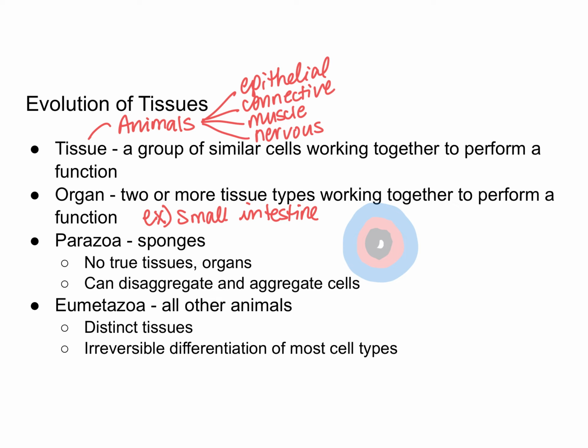But all other animals are classified as eumetazoa, which means that they do have distinct tissues. And this differentiation is irreversible, meaning that once a cell has differentiated into, let's say, an epithelial cell, it cannot be reverted back to a different kind of cell.